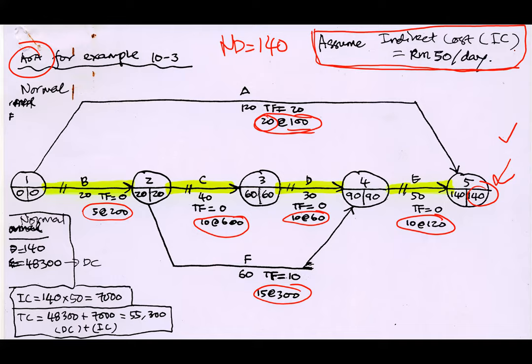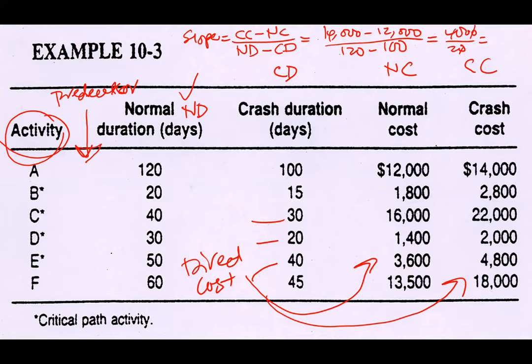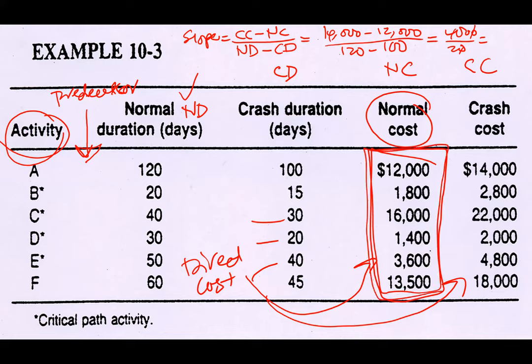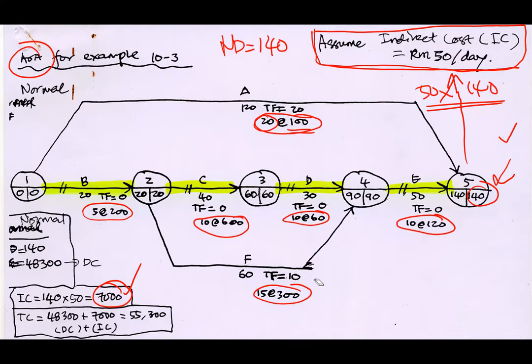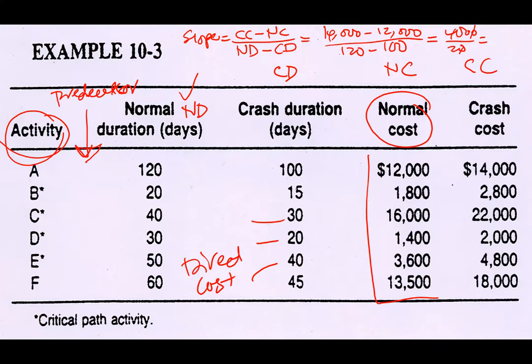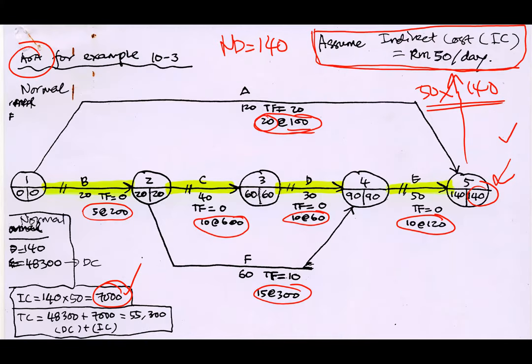Okay, now we want to calculate the indirect cost first. Since it is 50 ringgit, and the project is 140 days, 50 times 140, you already know the indirect cost. How much is the indirect cost? It is 7,000. I already calculated here. And how much is the normal cost? Normal cost is easy. You add up all the values of these activities, equivalent to 48,300. This is what we call normal cost. Very easy, okay?